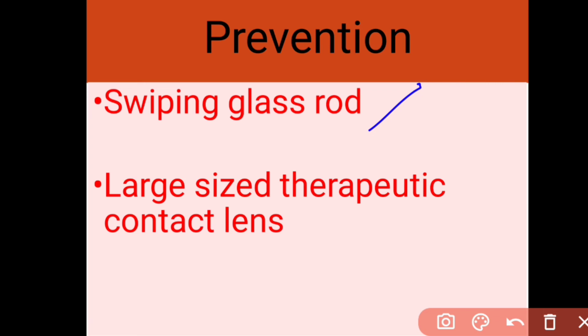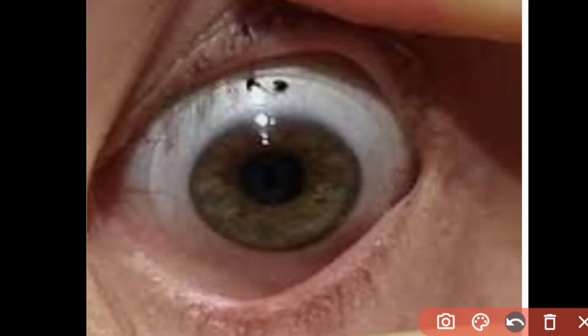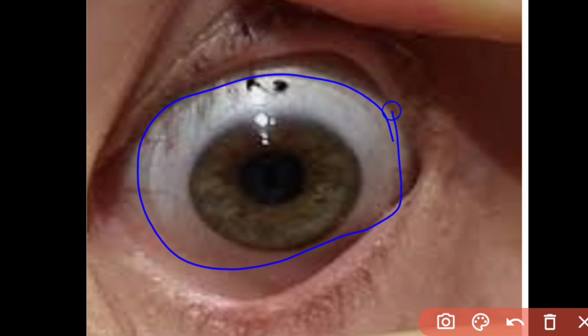The second preventive measure is you can use a large sized therapeutic contact lens. So as you can see here, there is a large sized contact lens which is placed over the ocular surface. So the raw areas of the palpebral and the bulbar conjunctiva are not meeting at all. So there is good healing of both the conjunctiva without formation of any fibrosis or adhesions.